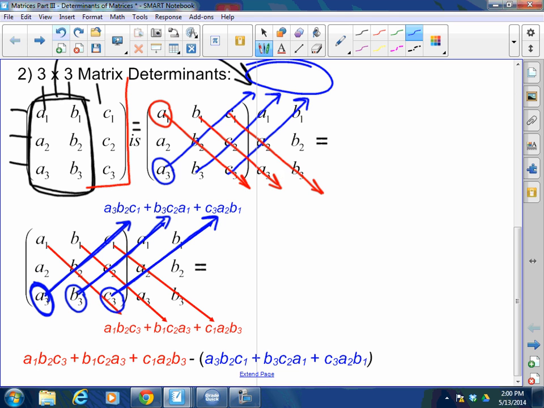Okay? Then I'm going to take this left top corner and make a diagonal, multiplying A1 times B2 times C3. Then I take B1 times C2 times A3. Then I take C1 times A2 times B3. And then I subtract them.